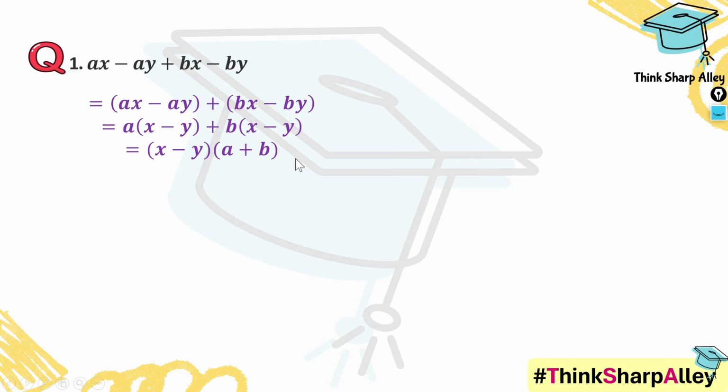So factorization by grouping is possible only if the given polynomial contains an even number of terms, that is either 4 or 6 or 8. Clear? Let us understand another example.